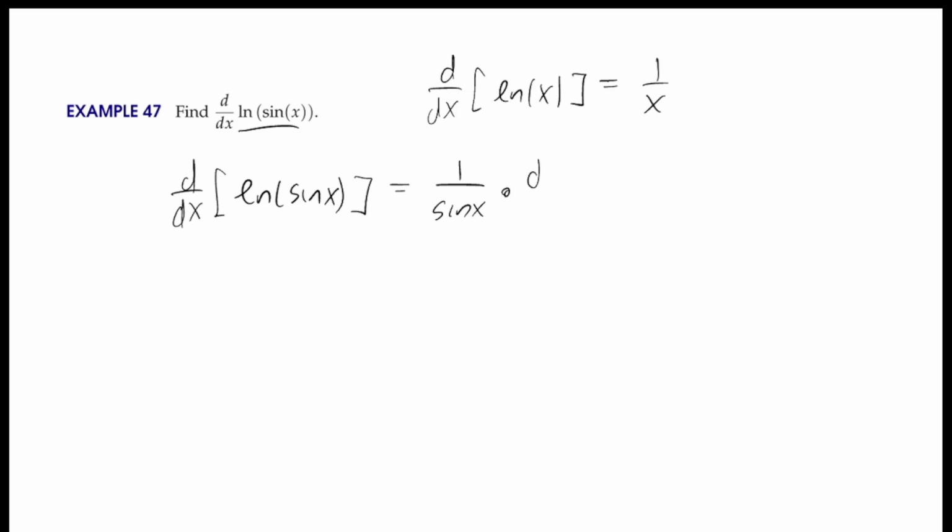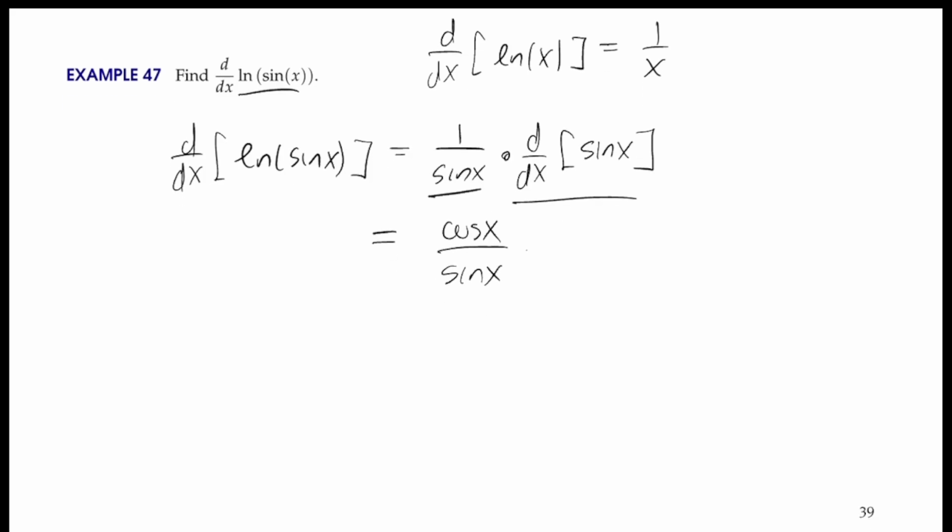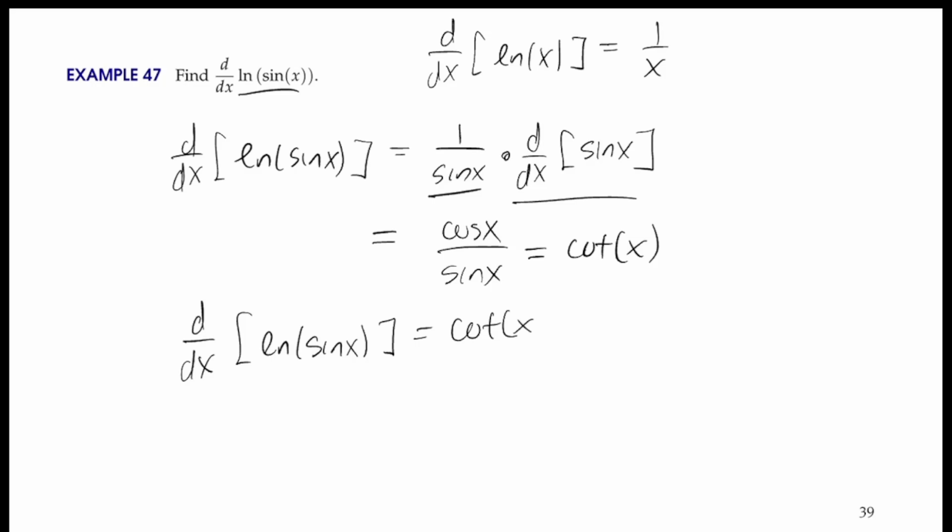Now, I also need to do the derivative with respect to x of sine x because of chain rule, right? So here's the derivative of my outside, here's the derivative of my inside, and so we need to put this all together. The derivative of sine is cos, so this is really cos x over sine x. And if you know a little bit about your trig, that's actually cotan. Okay, so it turns out that the derivative with respect to x of the natural log of sine of x is actually equal to cotan of x, okay? Which is quite a nice result.